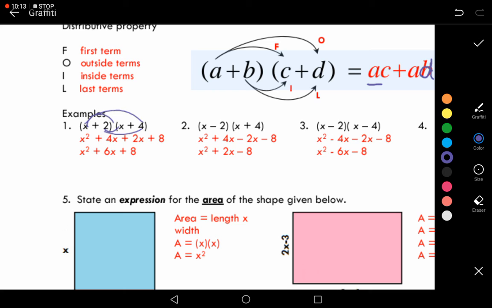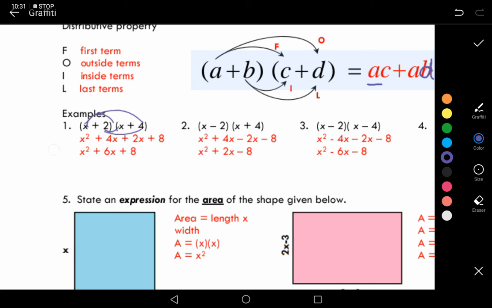So here we have, the first thing we do is the two first terms. So x times x is x squared. Then we do the outside. X times 4 is 4x. Next is the inside. 2 times x is 2x. And last is the last terms in each bracket. 2 times 4 is 8. Okay, so that's the first step, is to distribute. The second step is to collect your like terms.